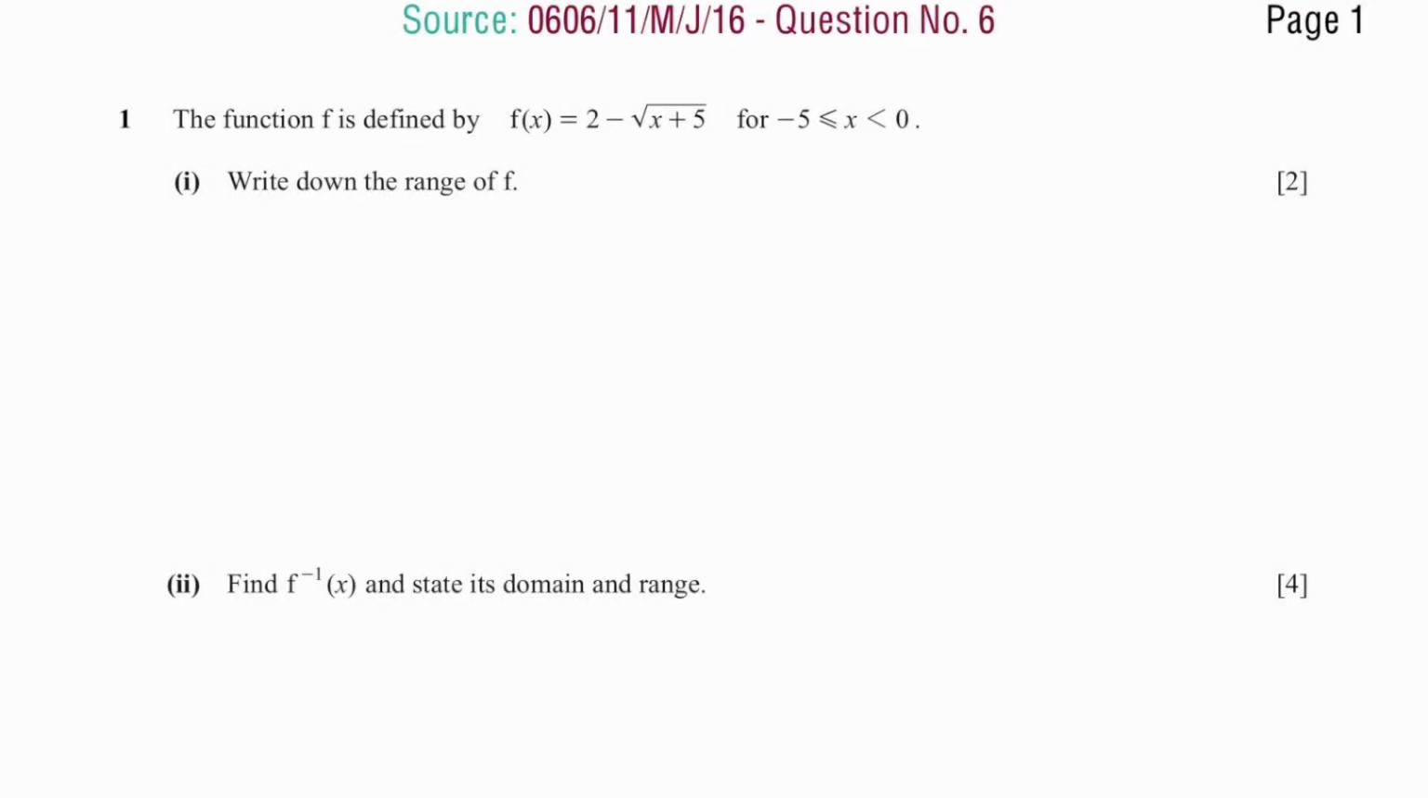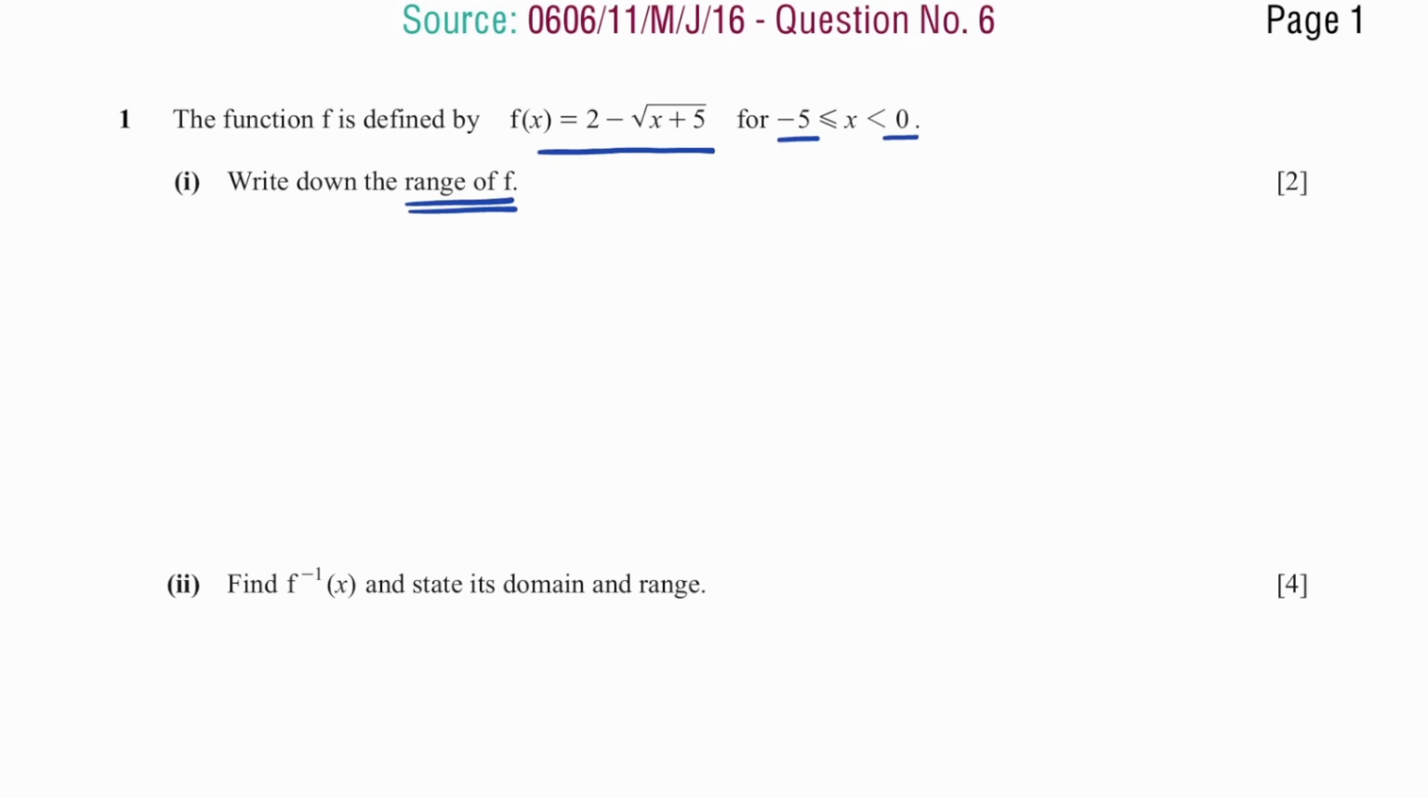So the function f is defined by f(x) = 2 minus root of (x plus 5), for minus 5 less than or equal to x less than 0. So when you see this, it means that the function can only go from negative 5 up to, but not including, 0. So what is the range of f?